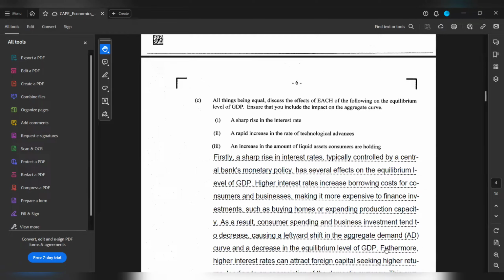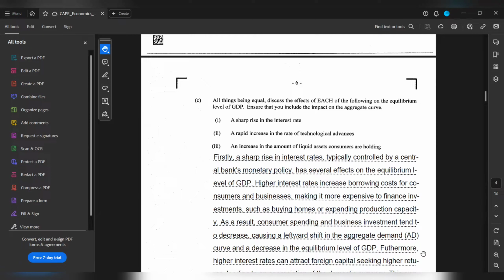Firstly, a sharp rise in interest rates, typically controlled by a central bank's monetary policy, has several effects on the equilibrium level of GDP. Higher interest rates increase borrowing costs for consumers and businesses, making it more expensive to finance investments such as buying homes or expanding production capacity. As a result, consumer spending and business investment tend to decrease, causing a leftward shift in the aggregate demand, AD, curve and a decrease in the equilibrium level of GDP.